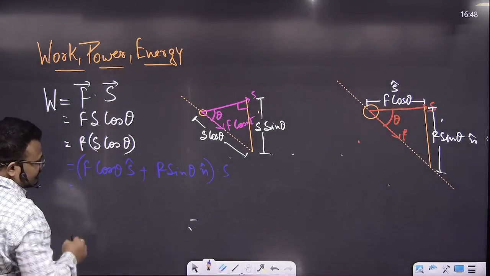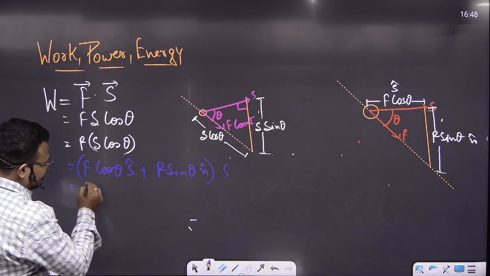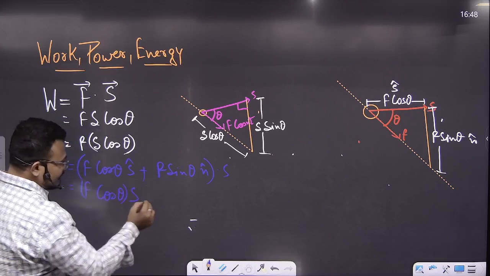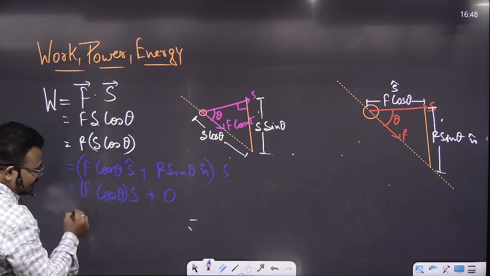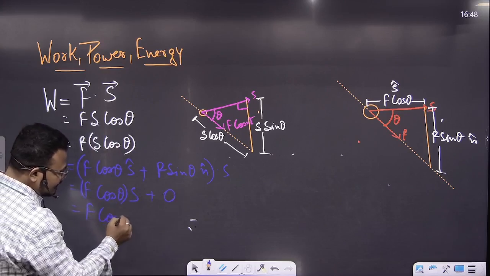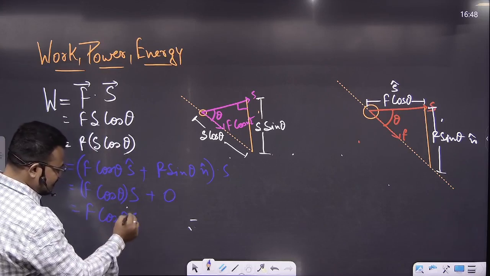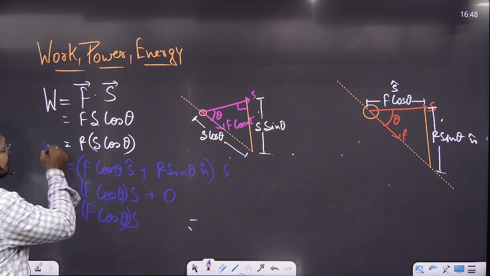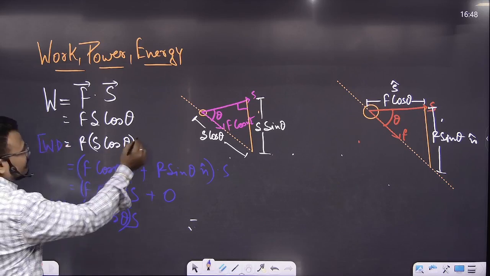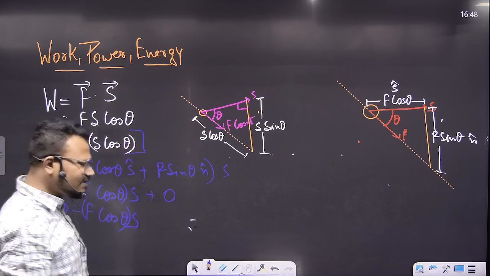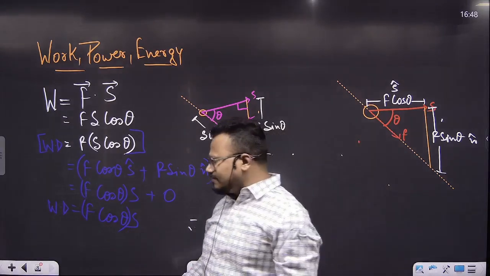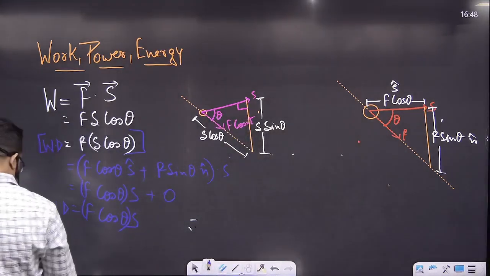When we write this, this will become F cos theta into S, and here it will become 0. So at the net we get F cos theta S. So we can write work done in these many ways. This is the talk of the work done. A little bit more we will talk about this work done.